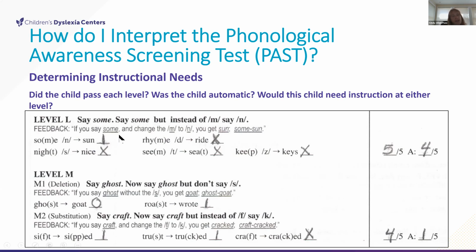Okay, so looking at this level L, the child was automatic with 4 out of 5 points. So that level was passed. And if they're automatic, then they automatically pass the level. Looking at level M, the child passed that level, but only had 1 out of 5 points as far as looking at automaticity. So that level, the child would need some more instruction because he or she is not automatic in level M.